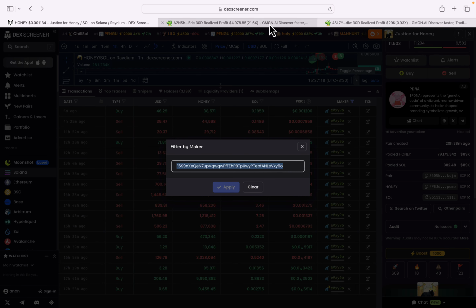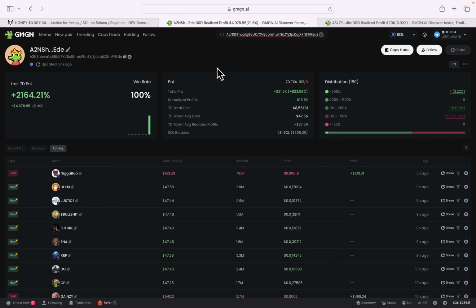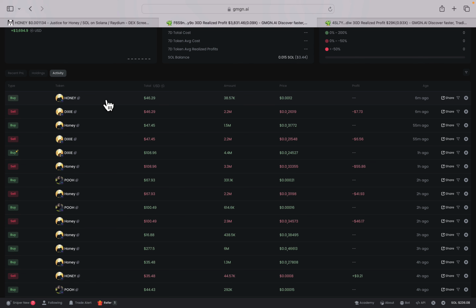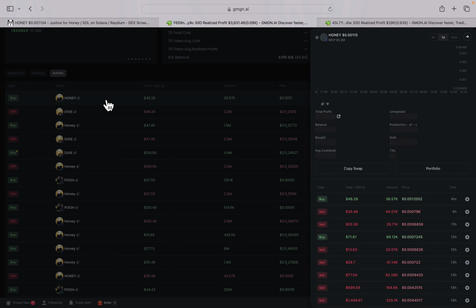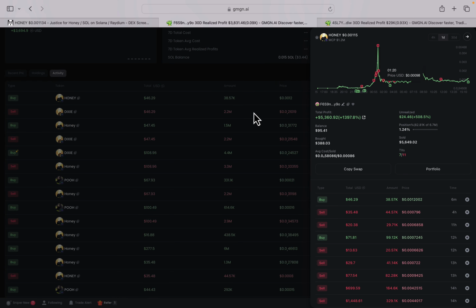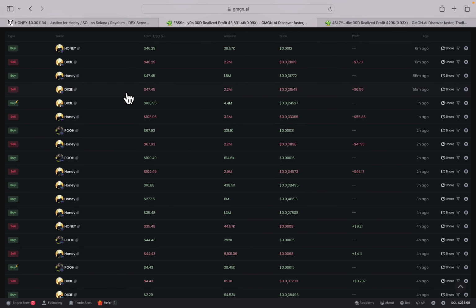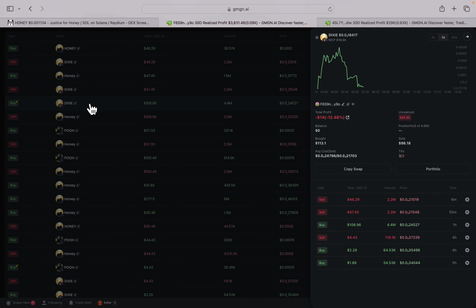I hope he has a low number of transactions. That's what I want to see. Okay, let's check his last trade. This was quite profitable. He gained good profit on Honeycoin. This one, he lost money, but not much, only $14.